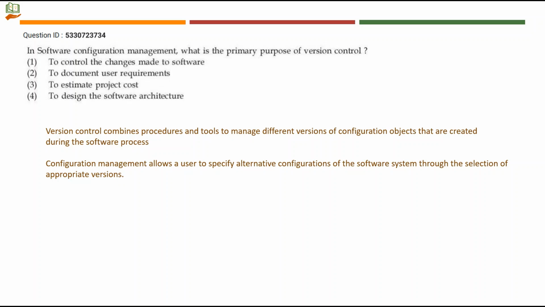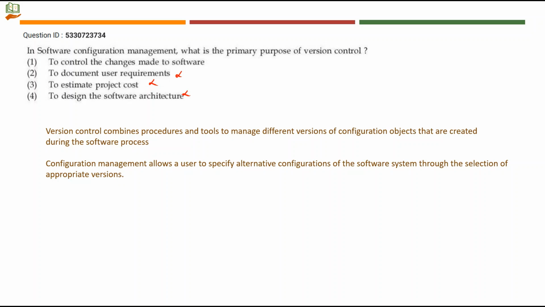Say for example, if I have 3 versions of code and I want to revert back to some other old version, this version control will help me to move to whichever version I want. So that is the purpose of version control. We'll just go through the options. To control the changes made to software, to document user requirements, to estimate project cost and to design the software architecture. This has nothing to do with 3 and 4, and it is nothing about user requirements also. So it is to control the changes made to software.